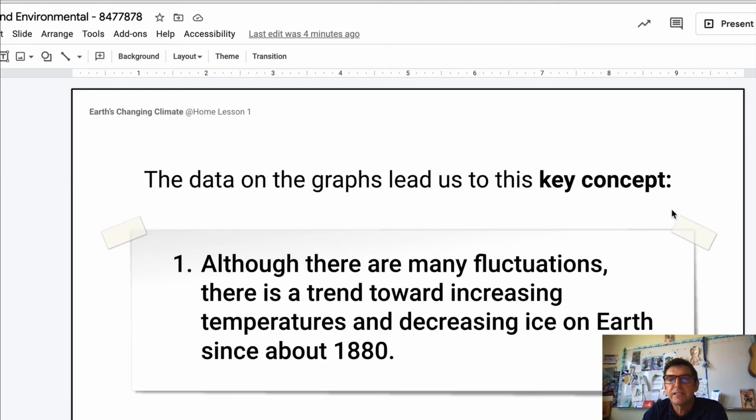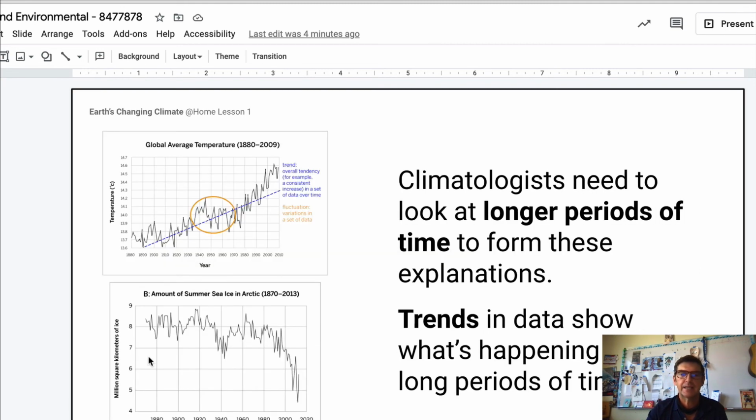The data on the graphs lead us to this key concept. Although there are many fluctuations, there is a trend toward increasing temperatures and decreasing ice on Earth since 1880. We see that here. Look at 1880, temperature going up. So what do we have? Temperature trending up, ice levels. This is how much ice there is, in millions of square kilometers, less ice. As the temperature goes up, there becomes less ice.